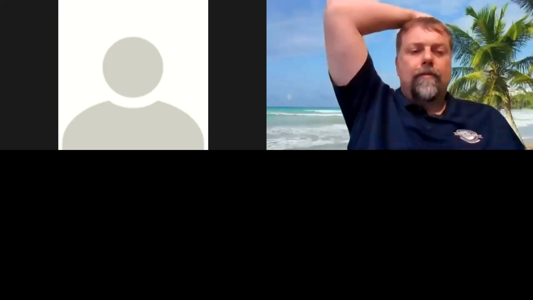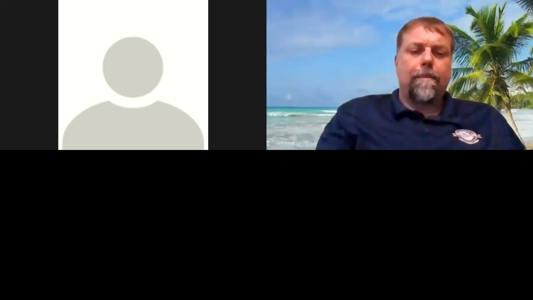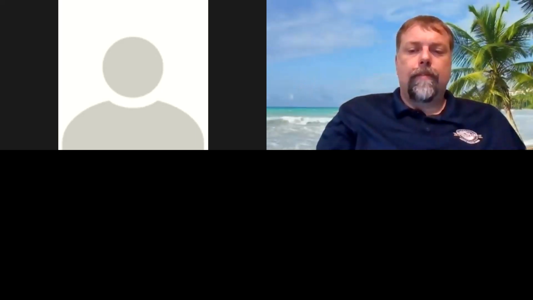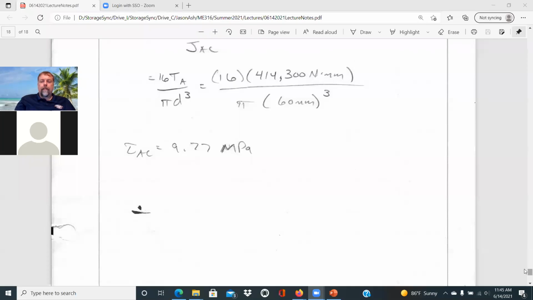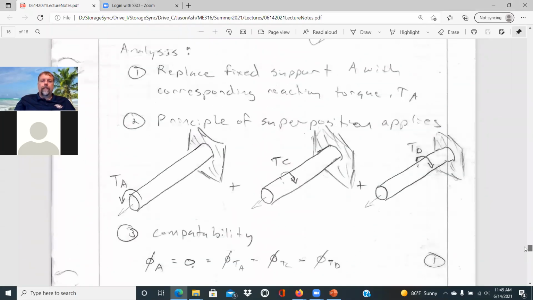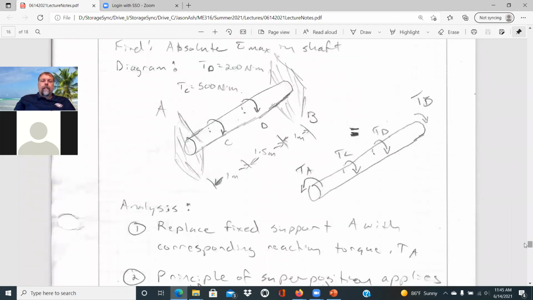Yeah, I have one. Yep. So on that last example where the applied torque is 500 Newton meters, but then the internal torque is less, I guess what's happening to the rest of that torque that's being applied? Is it being absorbed by the rigid connections?